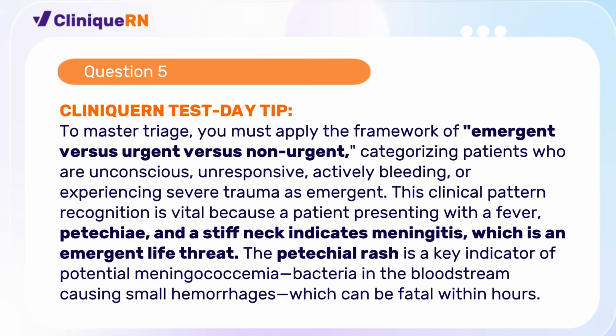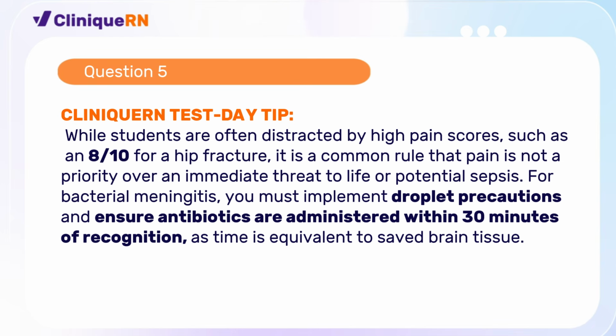The petechial rash is a key indicator of potential meningococcemia, bacteria in the bloodstream causing small hemorrhages, which can be fatal within hours. While students are often distracted by high pain scores, such as an 8/10 for a hip fracture, it is a common rule that pain is not a priority over an immediate threat to life or potential sepsis. For bacterial meningitis, you must implement droplet precautions and ensure antibiotics are administered within 30 minutes of recognition, because time is equivalent to saved brain tissue.